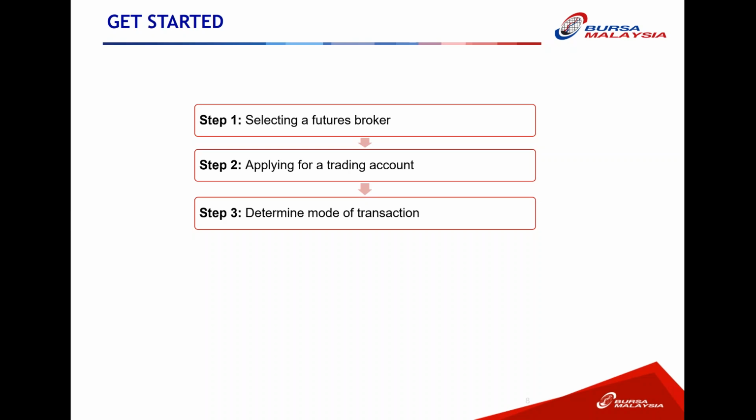Now, once your account is approved, you can determine the mode of transaction. What do I mean by that? Either you can go for online or you can go for offline. For example, if you go for online, it means that you key in your orders by yourself. Personally, I encourage you to go for online because your commission rate will be lower. Another thing, in futures the volatility is slightly higher compared to stocks. So sometimes by the time you call in your orders, the price has already moved. So it's better for you to go with online.